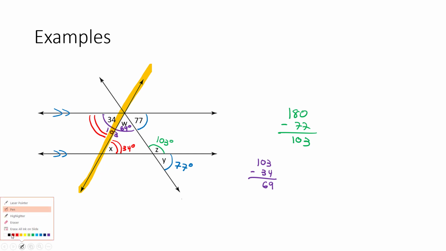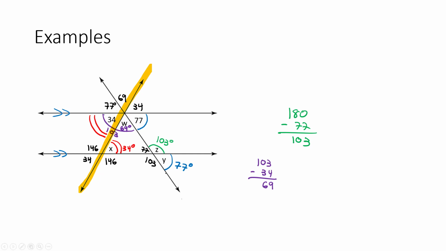In fact, if we wanted to get really crazy, we could fill in all of our angles now. We know the bottom one's 34. The supplement to 34 is going to be 146. We know the 77 is a vertical angle with the one above it. 34 is a vertical angle with the one across from it. 69 is a vertical angle with the one across from it. 77 is a vertical angle with the one across from it. And the 103 is a vertical angle with the one across from it.